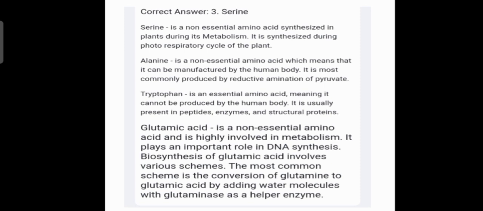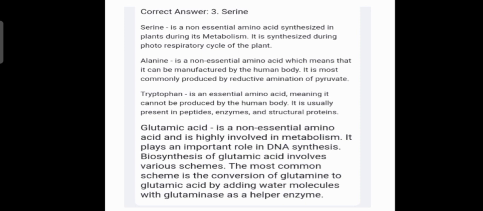So what do you mean by non-essential and essential amino acids? Essential amino acids should be provided through diet to the body because the body cannot synthesize those amino acids. They are known as essential, and non-essential amino acids are amino acids which the body synthesizes by itself. So serine is a non-essential amino acid which is synthesized in plants during metabolism and also during the photorespiratory cycle of plants. The correct answer is serine.